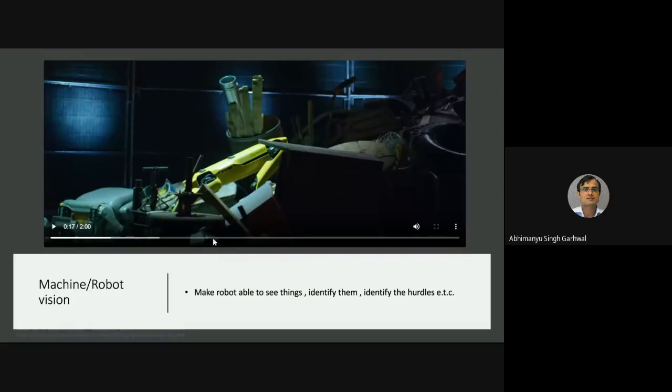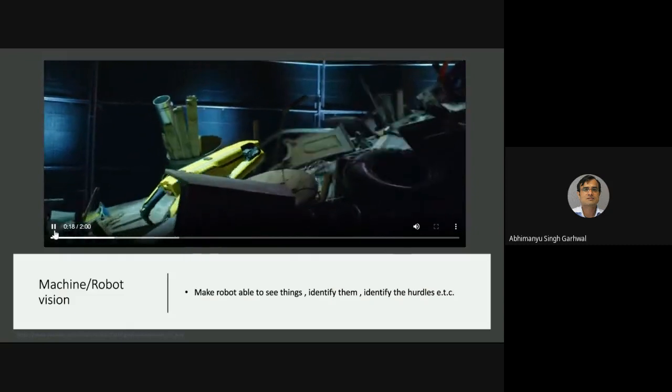Here you can see there are a lot of obstacles, but by an artificial intelligence algorithm, he is able to identify the path through which he wants to travel, and he is traveling very well.